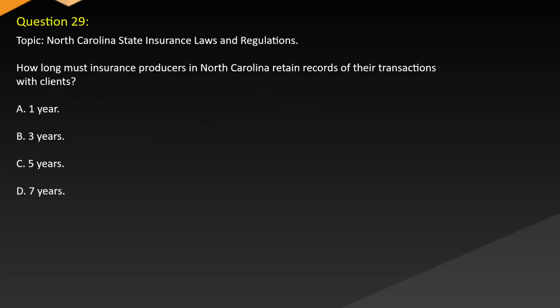Question 29. Topic: North Carolina state insurance laws and regulations. How long must insurance producers in North Carolina retain records of their transactions with clients? A. 1 year. B. 3 years. C. 5 years. D. 7 years.